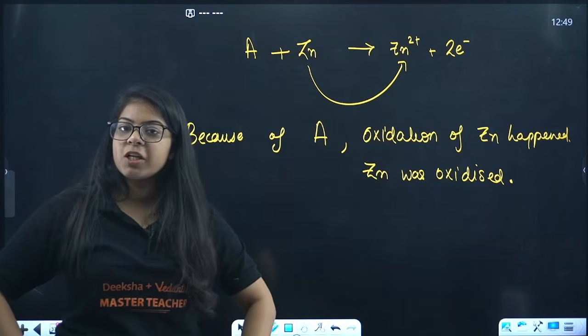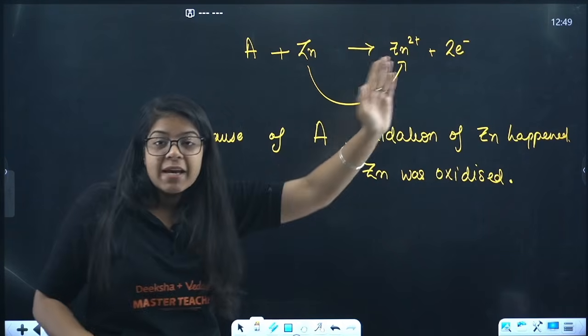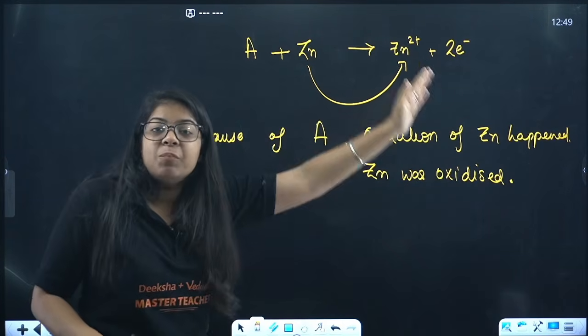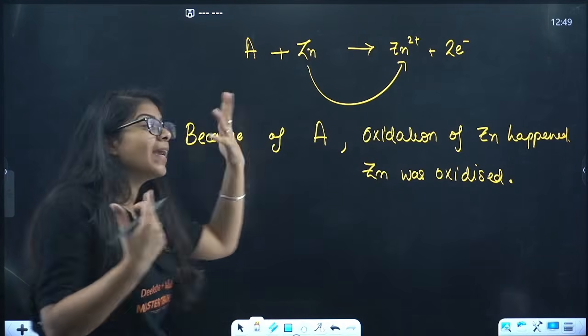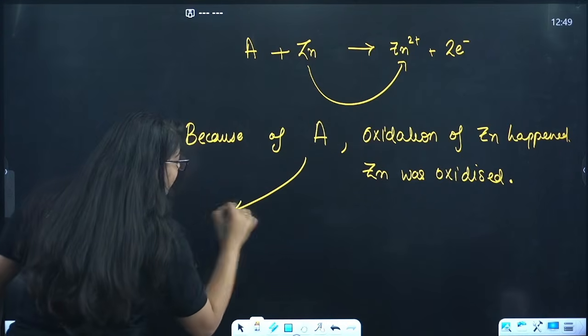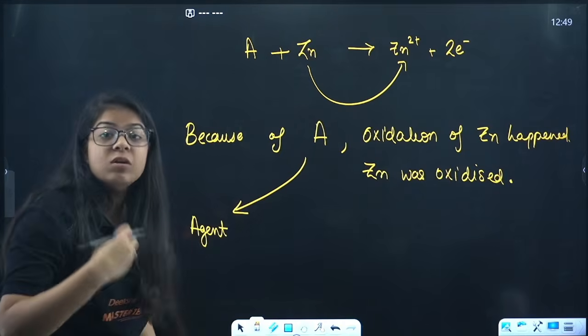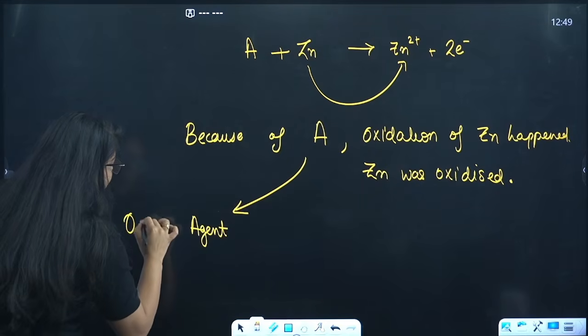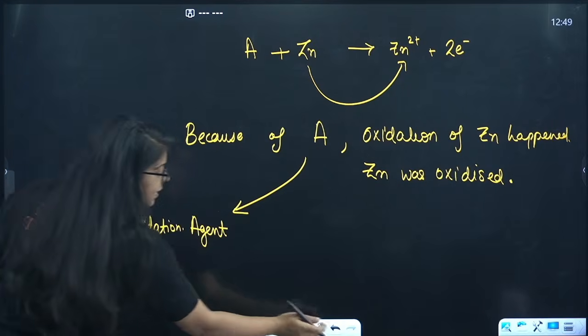A is an agent, right? A is an agent which is making zinc oxidize, which is helping zinc to oxidize, which is helping in the oxidation of zinc. So A helps zinc to oxidize. So A will be what? An agent. And what is this agent trying to do? Oxidation. So A is an oxidation agent or oxidizing agent.